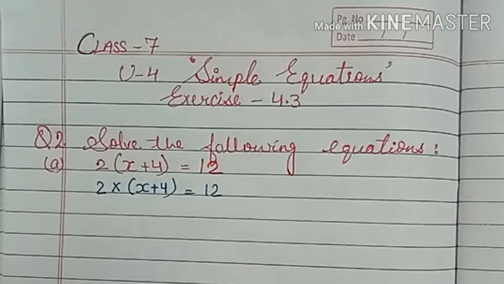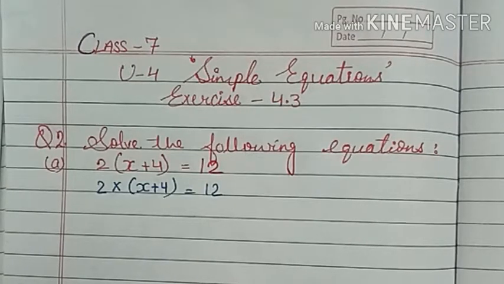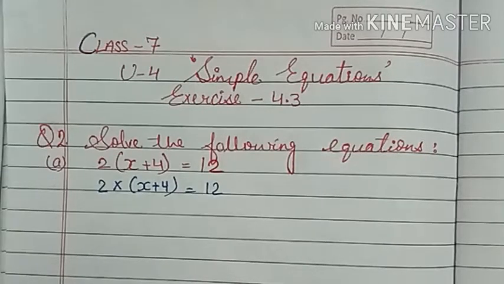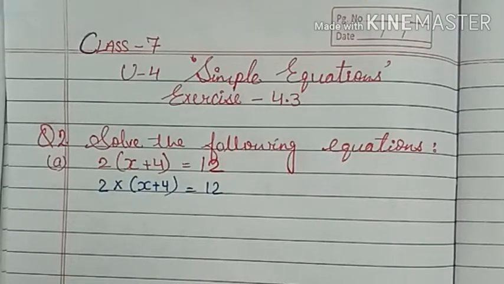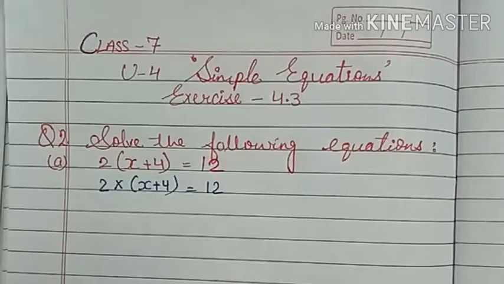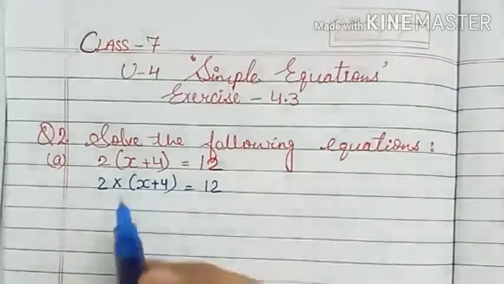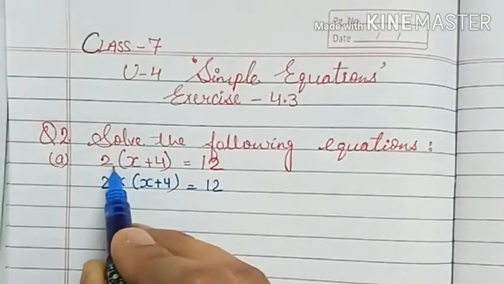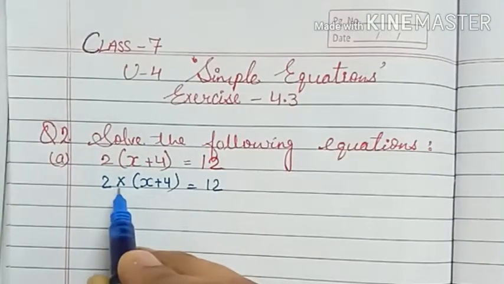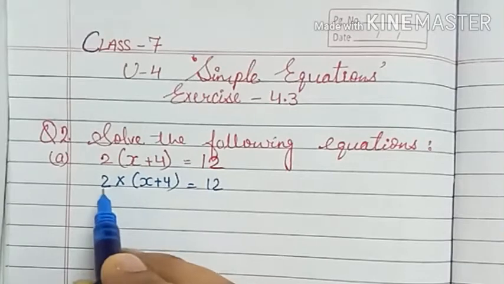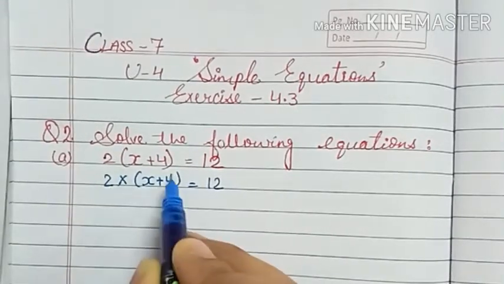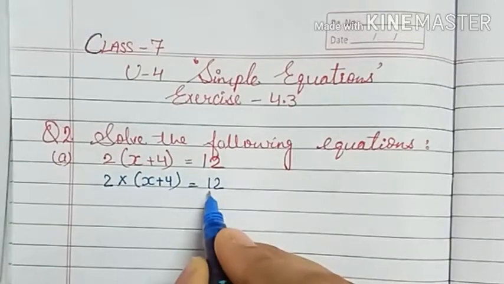Hello students, today we are going to do question number 2 of exercise 4.3, unit 4, simple equations, class 7. Question number 2 is: solve the following equations. The first part is given as 2 into x plus 4 is equal to 12. Here you can see that there is no sign, and it means it is multiplied. So 2 multiply x plus 4, 2 is multiplied with this whole bracket, it is equal to 12.